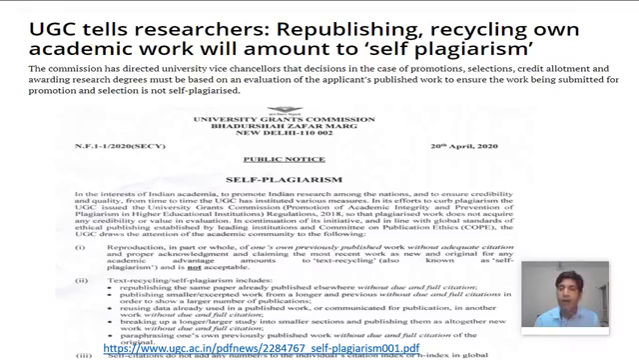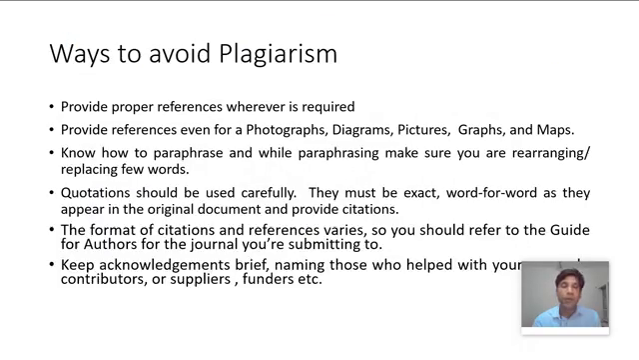So if you are taking something from your already published work, in this case you have to give a citation of your previously published research paper. In this way you can avoid self-plagiarism. This circular is also available in the public domain, and here UGC has clearly explained self-plagiarism and what precautions research scholars can take if they are taking something from their previously published research work.